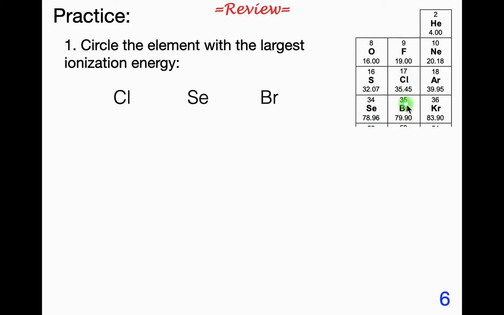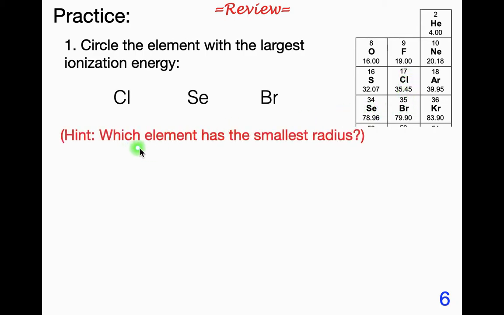So what we want to do here is ask ourselves which has the smallest radius. Remember, the smaller the atom, the larger the ionization energy, the more energy it'll take to remove an electron because the electron's closer to the nucleus. So all we need to do is just look at 2 at a time. Let's look at selenium and bromine. Well, we know that atoms get smaller as you go across a period, so bromine is going to be smaller than selenium. So of the 2, it wins.